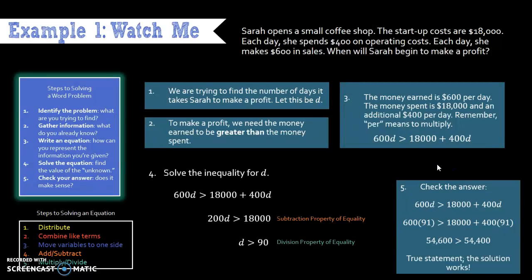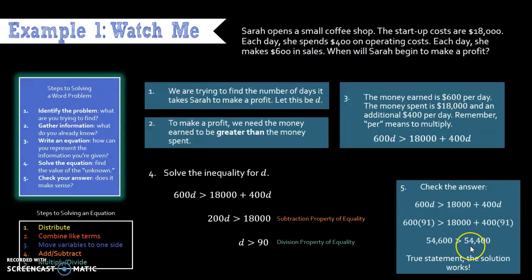In order to check the answer, you need to pick a value that satisfies the inequality. I chose 91 because that's the first day that's bigger than 90. 91 is greater than 90. I plugged in 91 everywhere that I had D in my original inequality, and I just worked it through to see if I get a true statement.